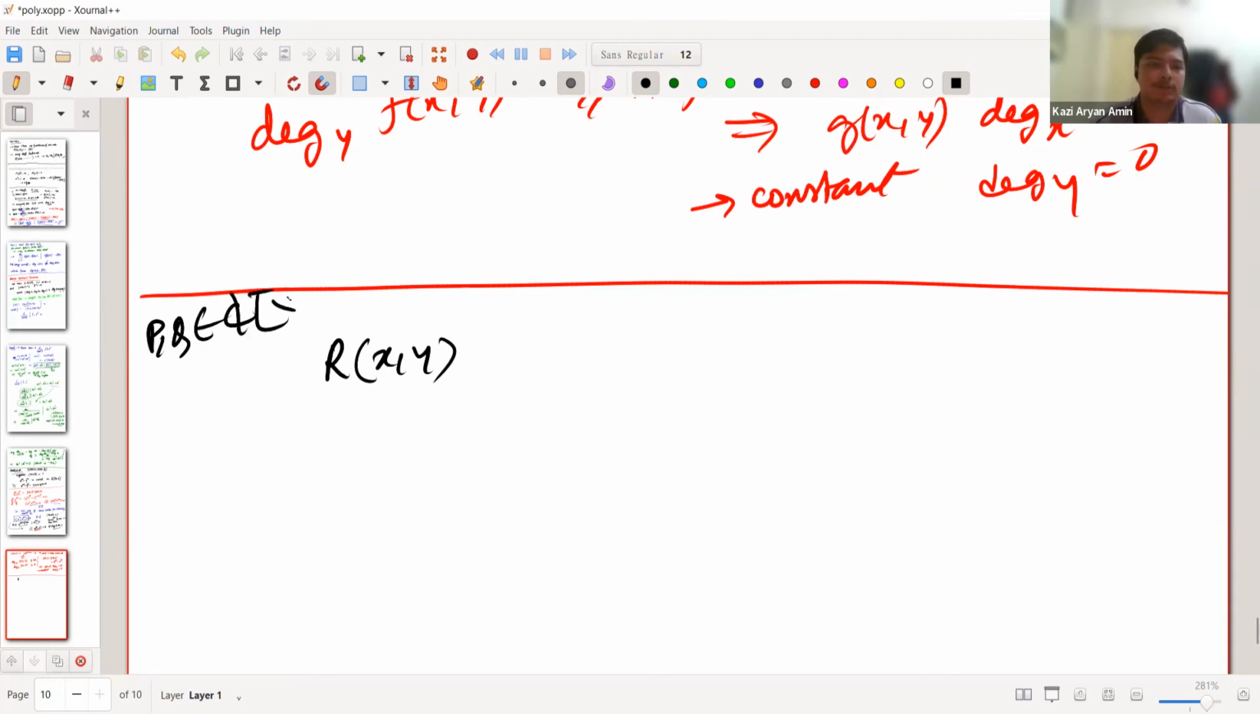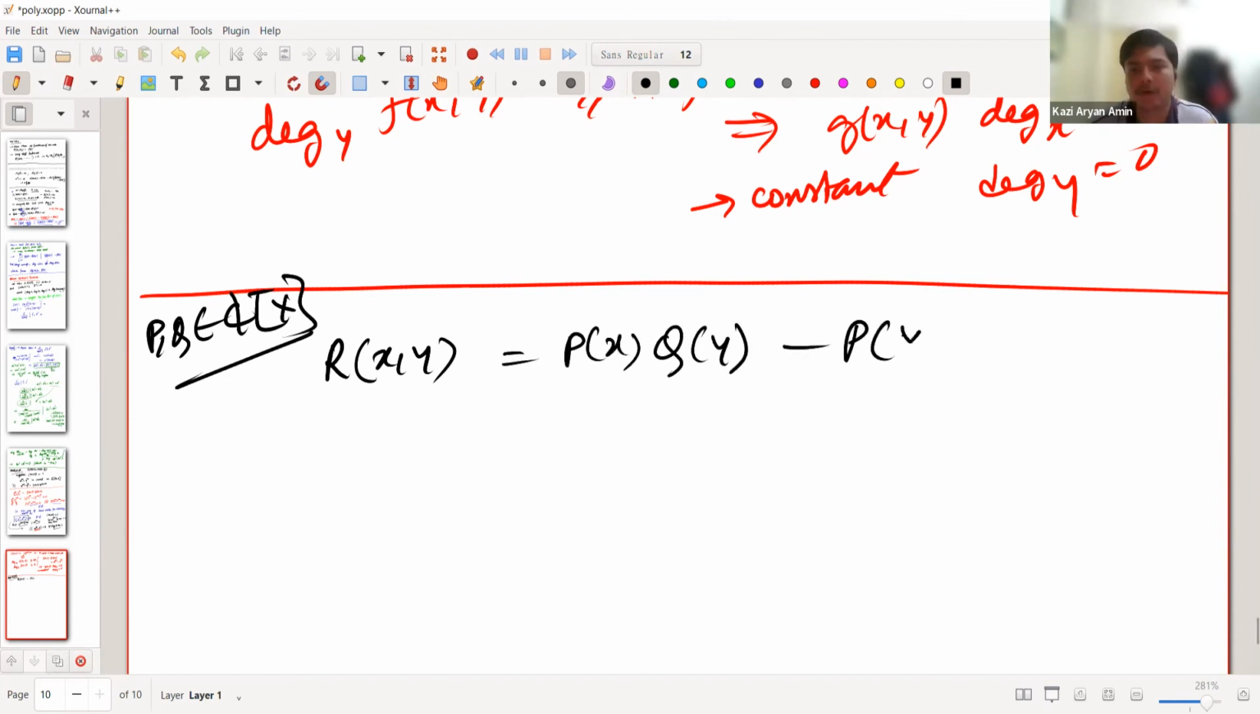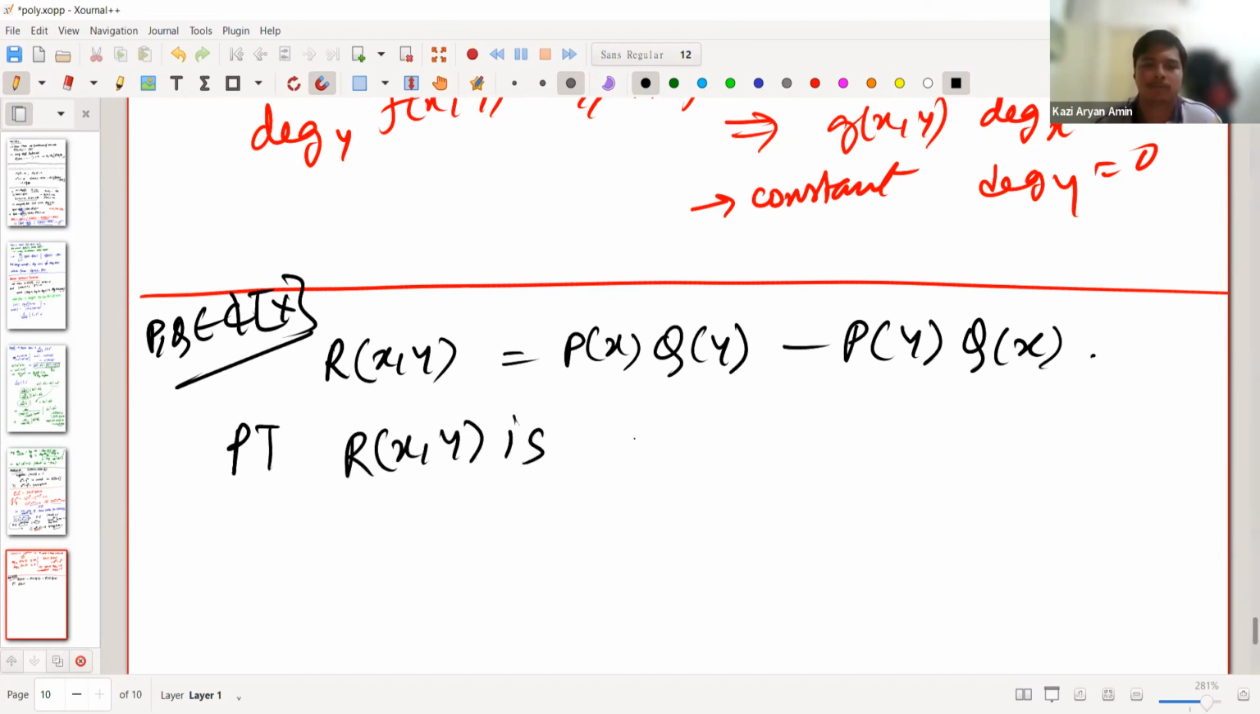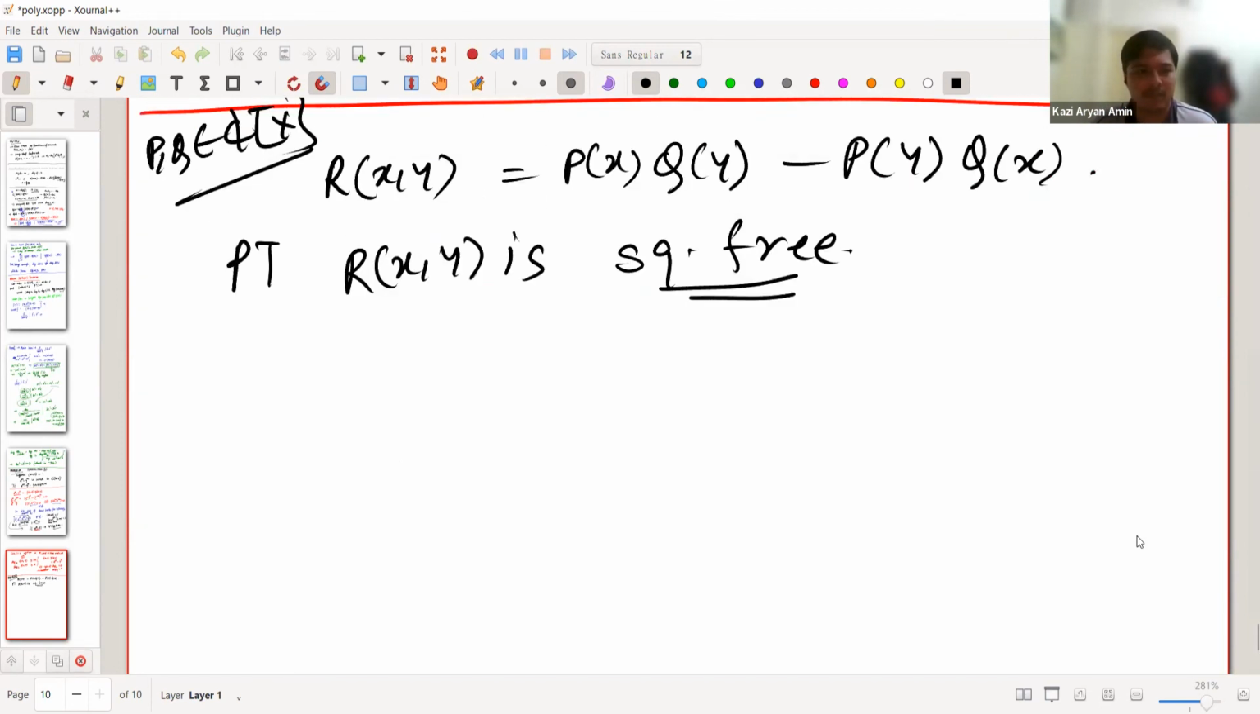Suppose you have polynomials p and q with complex coefficients, right? And suppose you define r of x comma y equals p of x q of y minus p of y q of x. Prove that r of x comma y is square free. So maybe I'll let you guys try this problem.